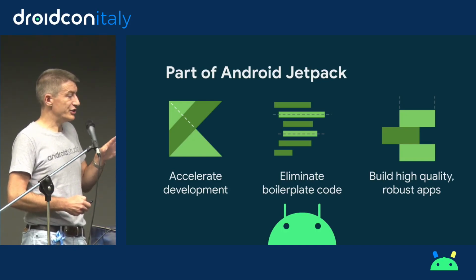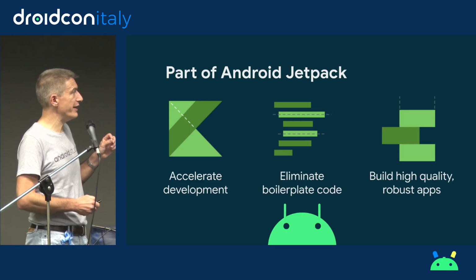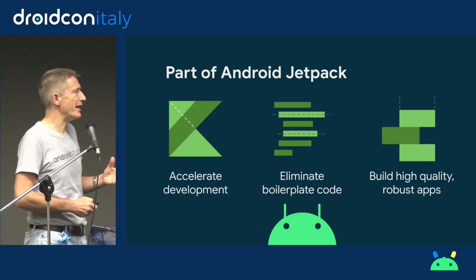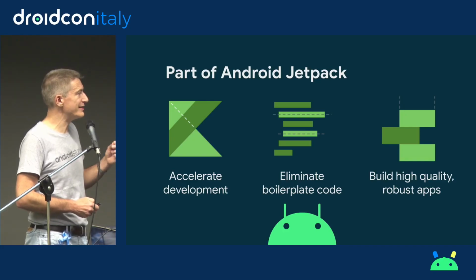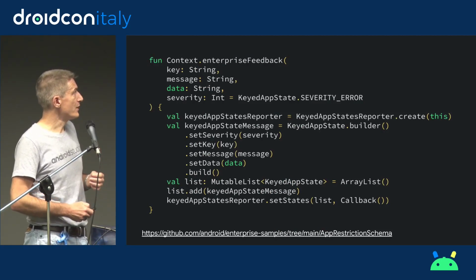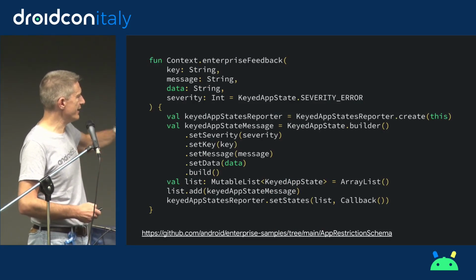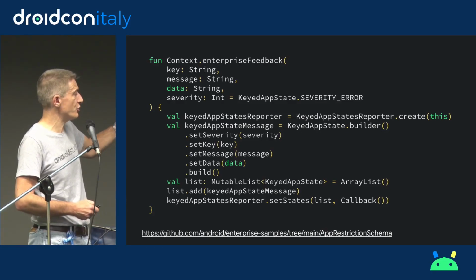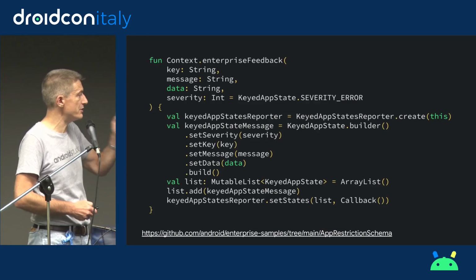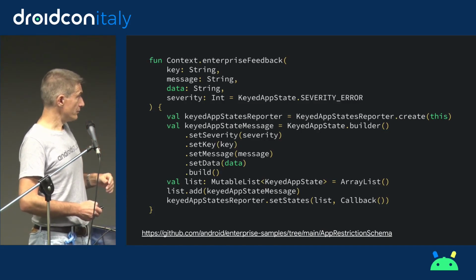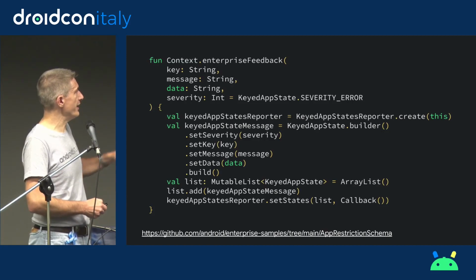And the Jetpack Enterprise, in this case, is really about having a robust application because we are talking about enterprise. So we want to know exactly when the application received this configuration and if everything was okay. In this case, it's another sample that we have on GitHub. Under the Android organization there is a set of enterprise samples, and this is the one about the app restriction schema.